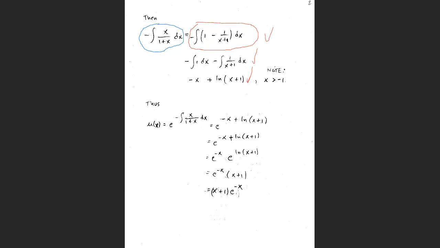And now at this stage, I'm noting that x is greater than negative 1. So that normally the antiderivative of 1 over x plus 1 is the log of the absolute value of x plus 1. But what I'm doing is I'm leaving the absolute values off. But if I leave those absolute values off, that means that the x plus 1 has to be positive. And that's only going to happen if x is greater than negative 1.